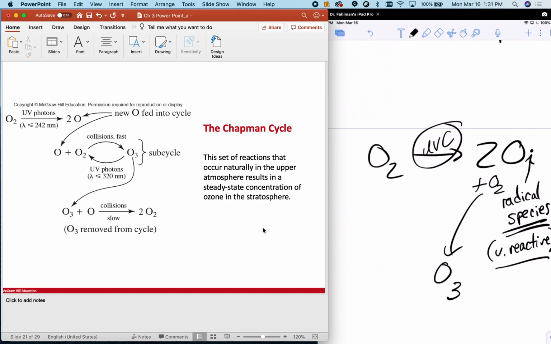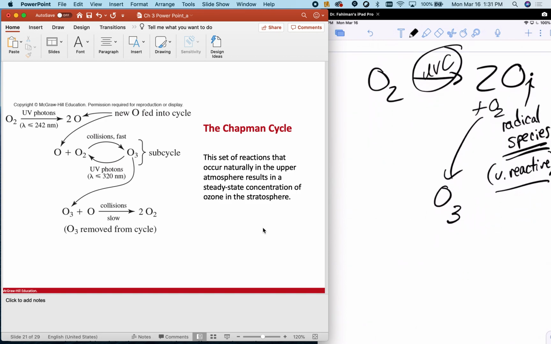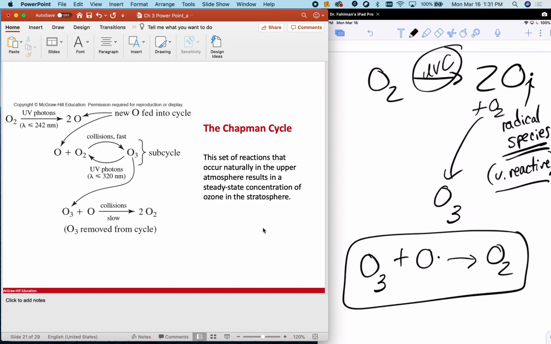Okay, so then once you have ozone, it could also react with those radicals to get back to oxygen, and then you're kind of back to where you started. So really the cycle is just constantly forming ozone and then depleting ozone through these cycles.